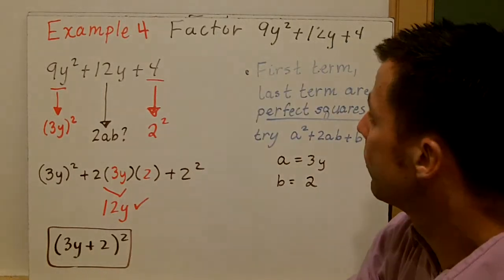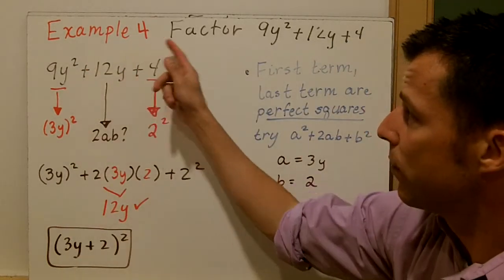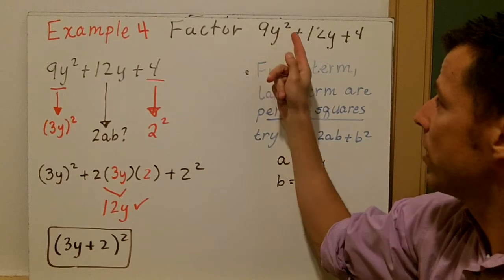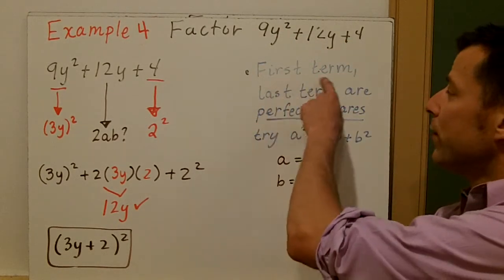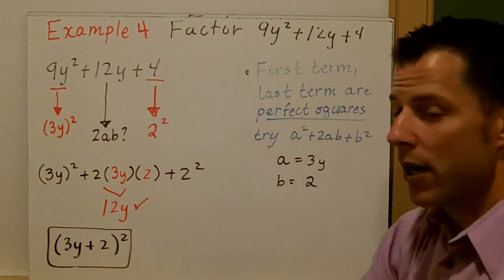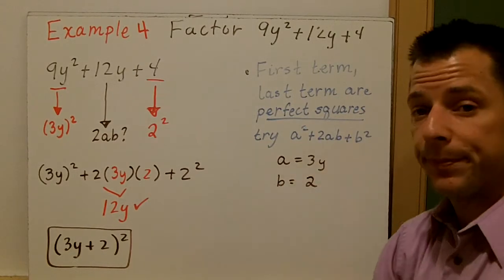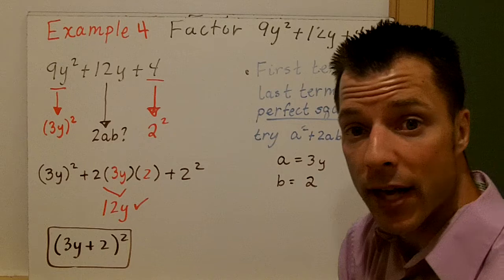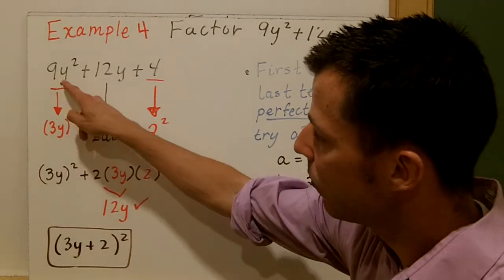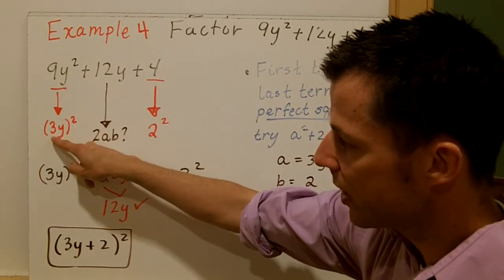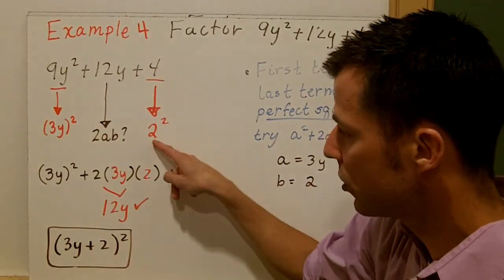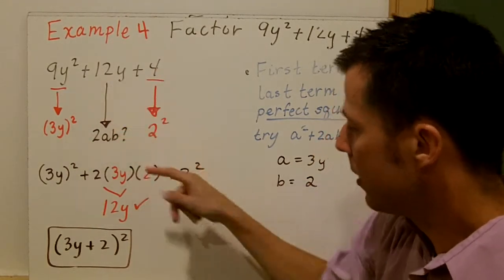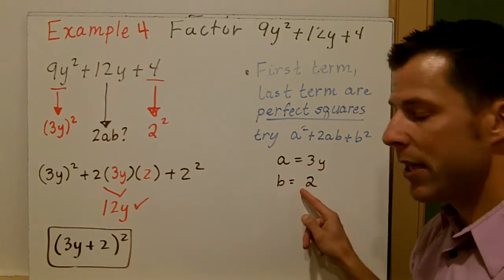We're looking at another perfect square trinomial here in example 4, factoring 9y squared plus 12y plus 4. So again, the first and last term are perfect squares. So I look at my pattern. I've got to pick A and I've got to pick B. 9y squared is also the same thing as 3y raised to the second power, and 4 is just 2 squared. Now, A is 3y and B is 2.